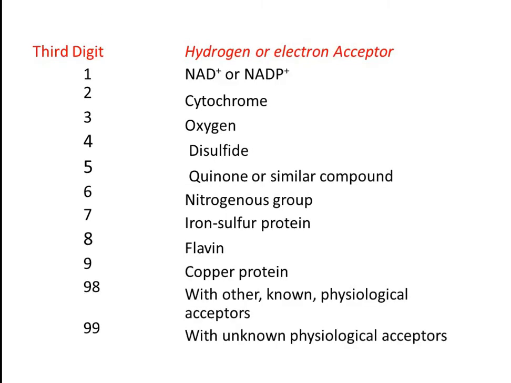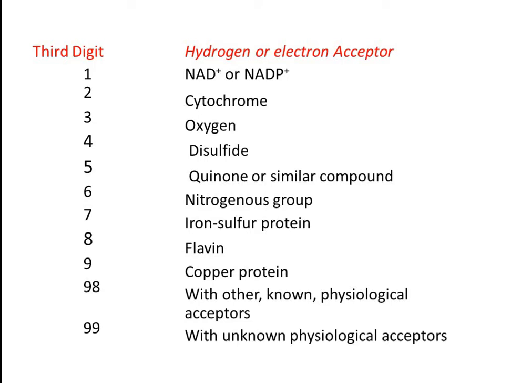Like that, the third digit indicates the hydrogen or electron acceptor. So if the third digit is 1, it means that the acceptor is NAD positive or NADP positive. If the third digit is 2, it means that the acceptor is a cytochrome. If the third digit is 3, it indicates that the acceptor is oxygen. If it is 4, then disulfide acts as an acceptor. If it is 5, then quinone or similar compounds are involved as an acceptor of electrons or hydrogen.